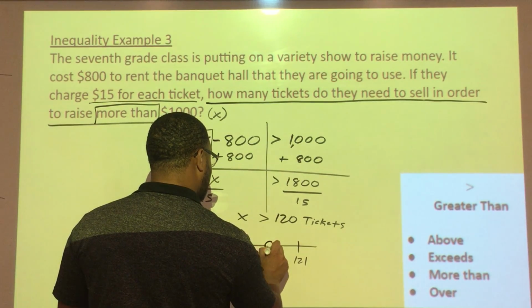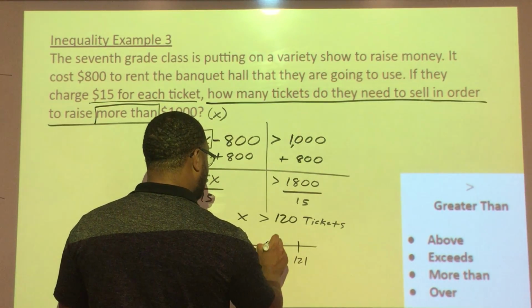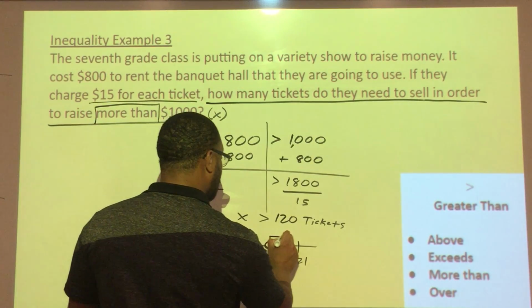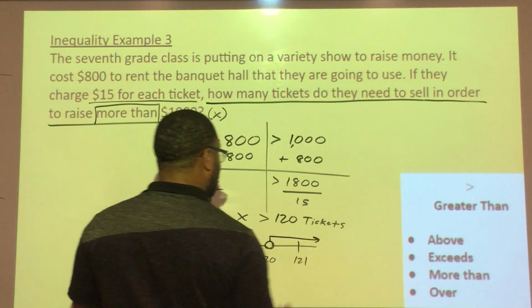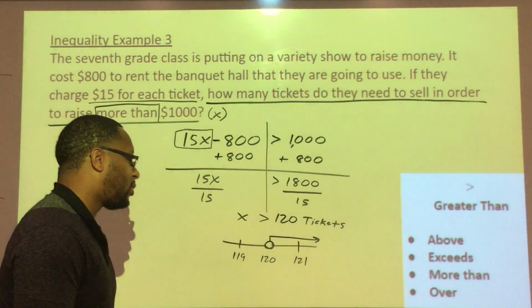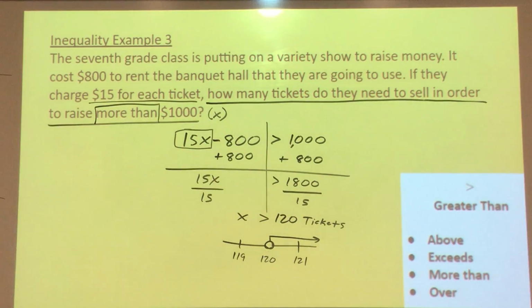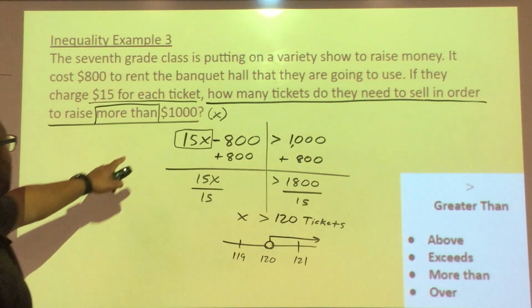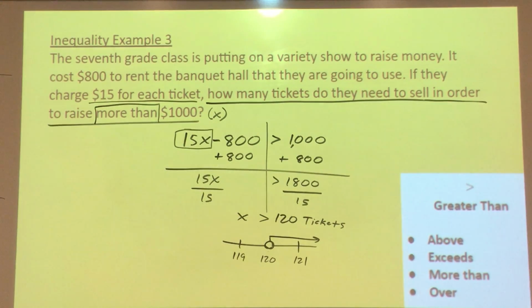The open dot means that it can't be that number, but the arrow's going to point this direction because it needs to be more than 120. So we can sell 121 tickets and be okay. But if we only sell 119 or 113, then we are not going to make more than $1,000. Okay? We're not going to make more than $1,000.